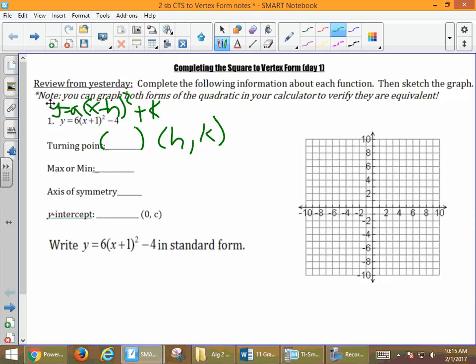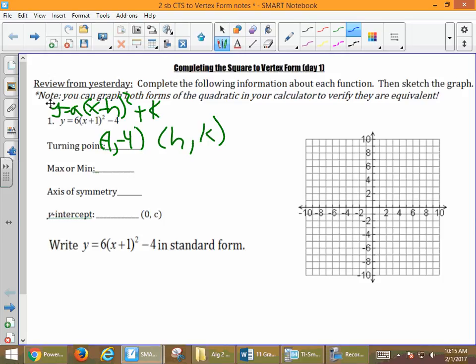Bradley? It's going to be (-1, -4). And that's because we have the positive 1, so we need to remember to flip the sign, and then we keep the same sign for k, so it'll be a -4. And then how do we remember whether we have a maximum or a minimum? Tiffany?